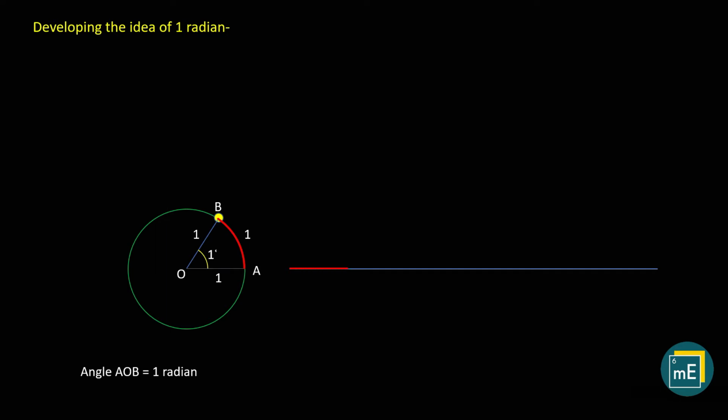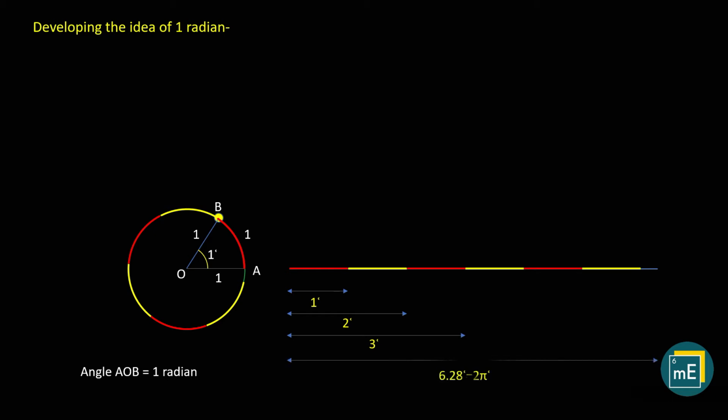Now imagine if we try to reconstruct the circumference of the circle in terms of the length of arc AB, then we can see that we will need more than 6 such arcs to completely cover the circumference of the circle. Now 1 arc corresponds to 1 radian, and therefore we can say that to construct the circumference of the circle, we will need more than 6 radians. To be precise, 6.28 radians, which is equal to 2 pi radians.